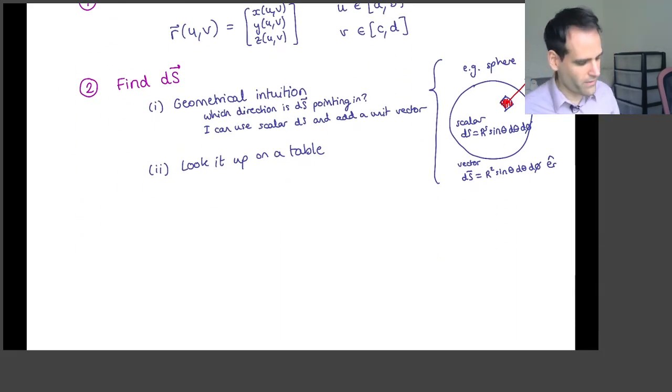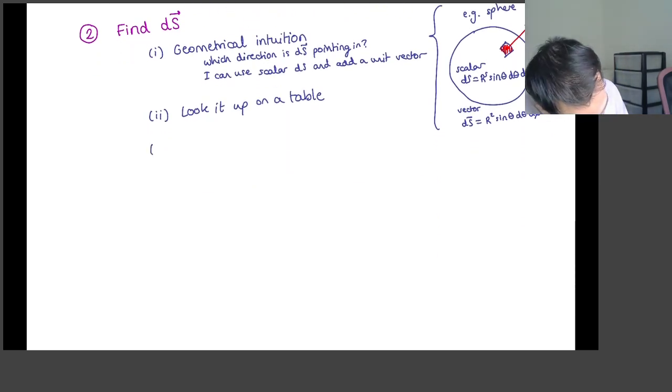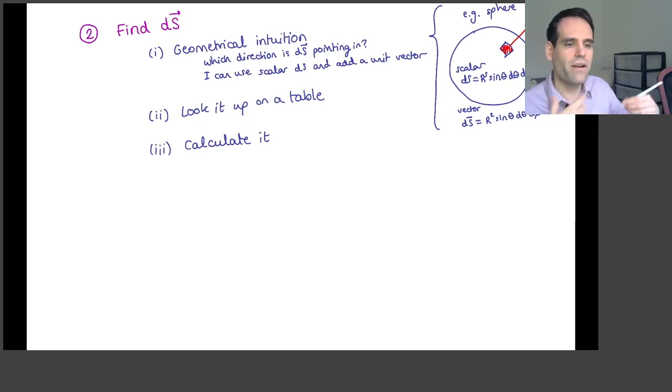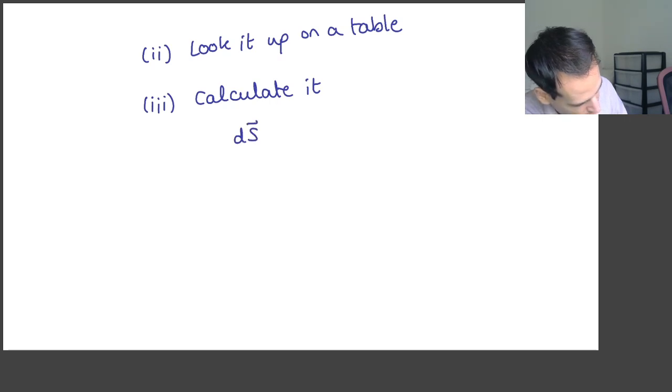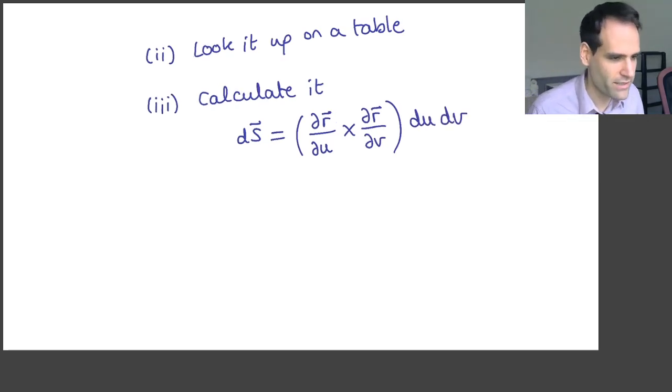So that is the second method to find ds, by looking it up on a table. It works for typical surfaces. And then there is a third method, which is to apply the mathematical recipe, or to calculate it. This will be necessary if I give you some strange parameterization of a surface, which is not in the tables, and it's not possible to find ds by geometrical intuition. Then you will have to calculate it, and you just use the formula ds is equal to the partial derivative of r with respect to u cross the partial derivative of r with respect to v. This will be a vector times du times dv. Okay, so that's the equation to calculate ds.